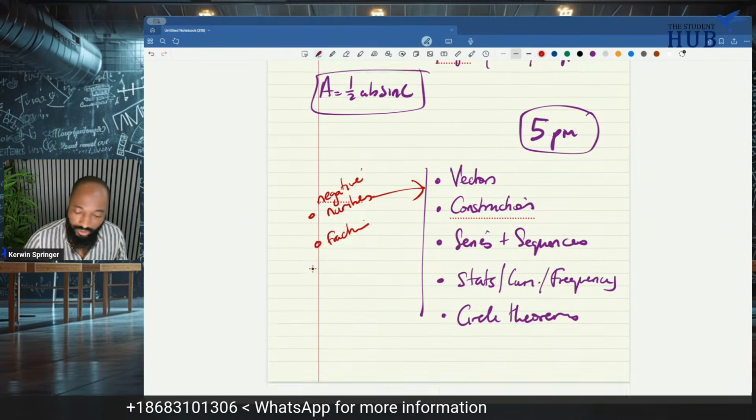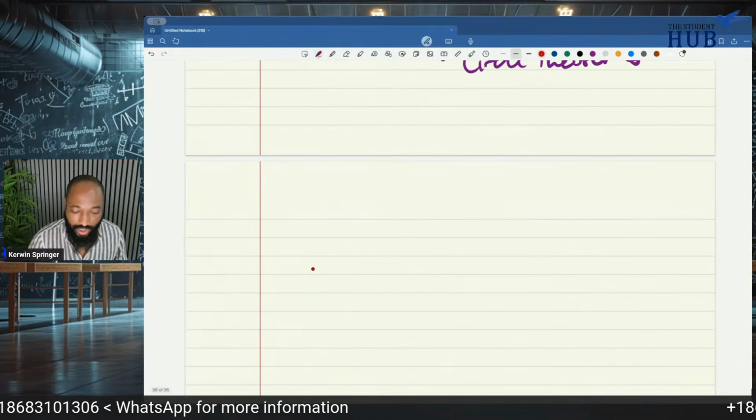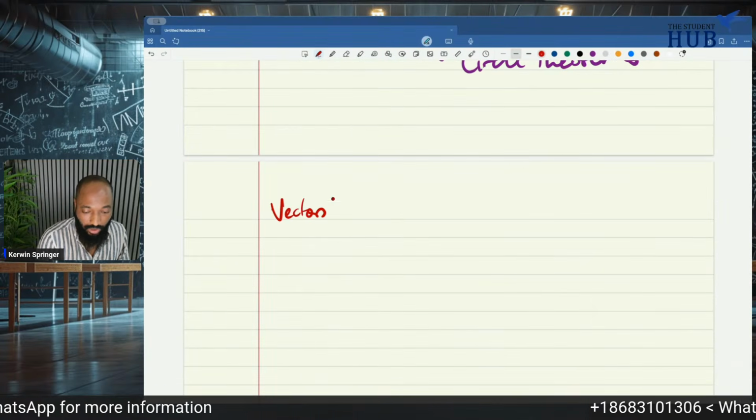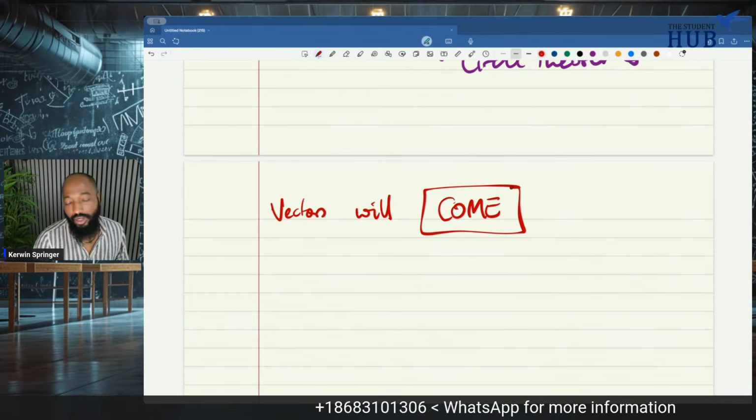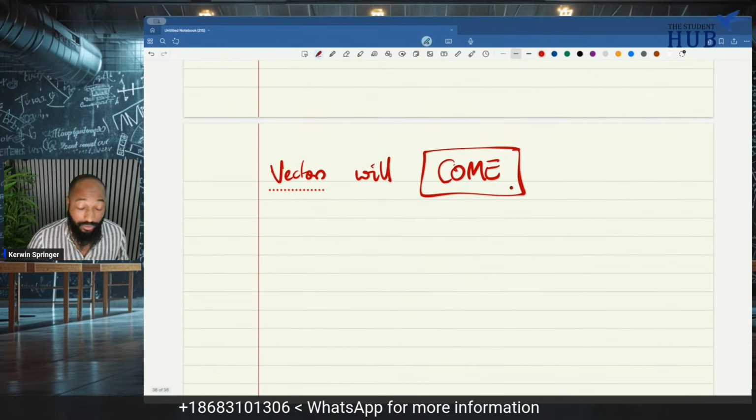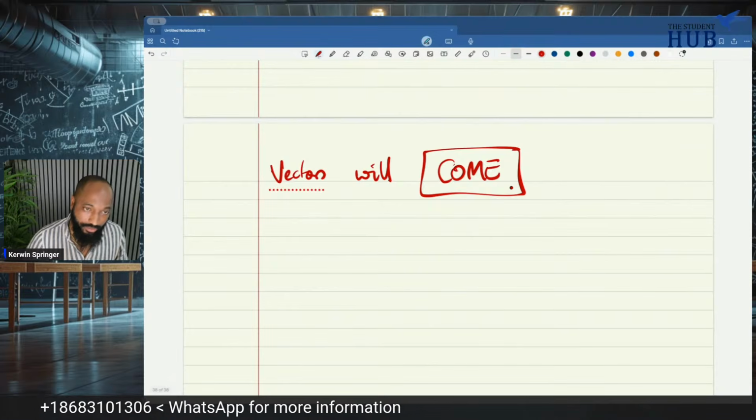We're going to learn some bit about vectors. Now, vectors always come. Vectors will come. And before we talk about when vectors come, two things to mention.